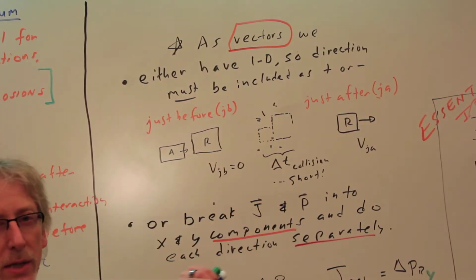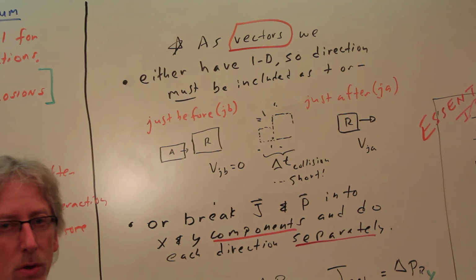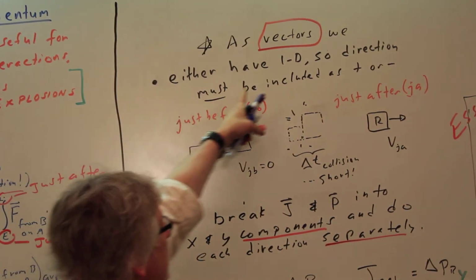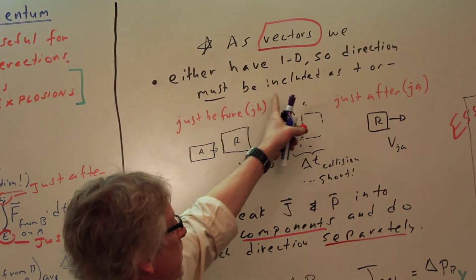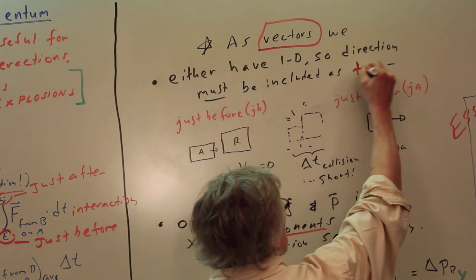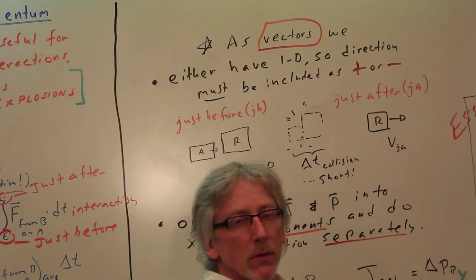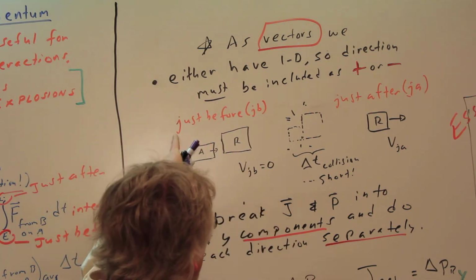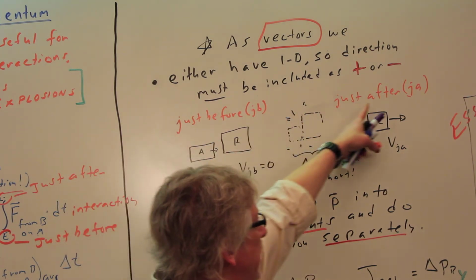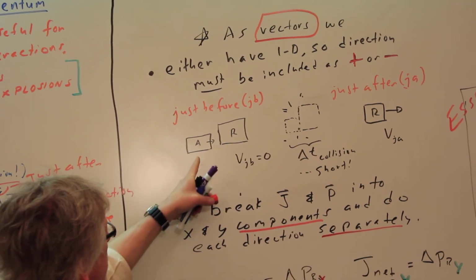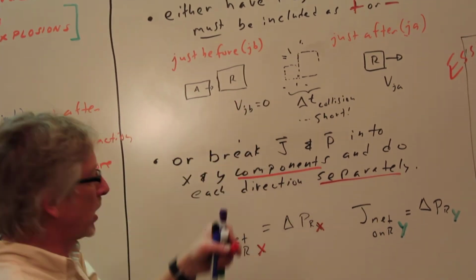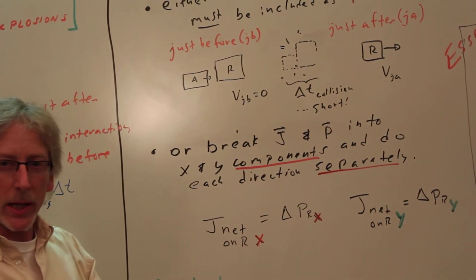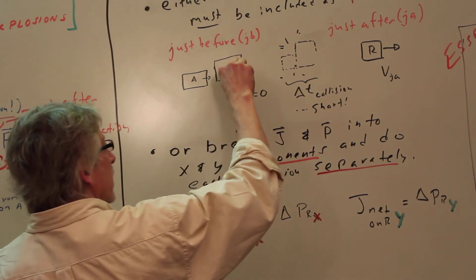So we have two cases often. As you're getting introduced to it, we do simple one-dimensional problems, and then direction must be included as plus or minus. If you don't include that, it doesn't make any sense. You've got just before and just after. So A coming in and hitting R. So R is the guy that I'm looking at here. That's my one that I choose.